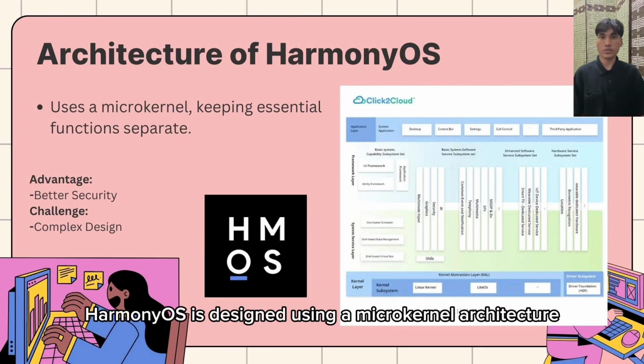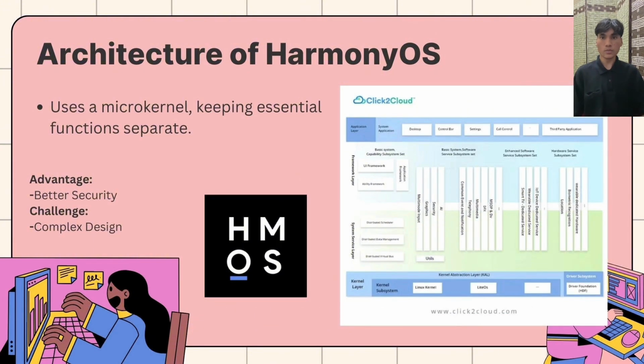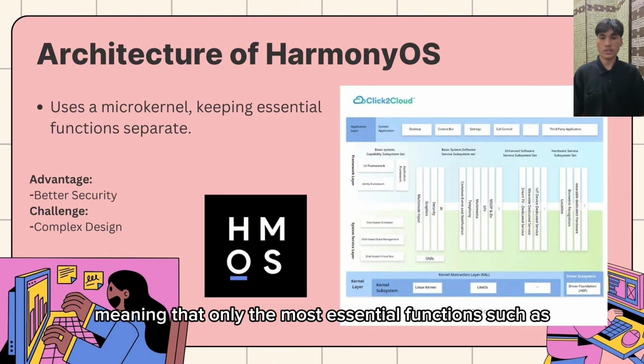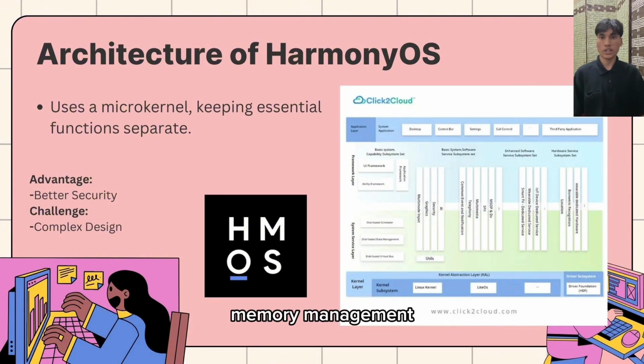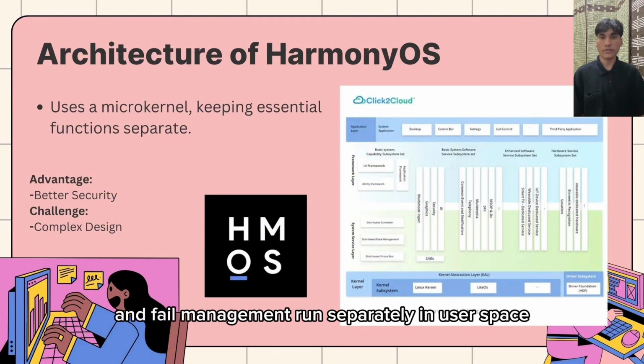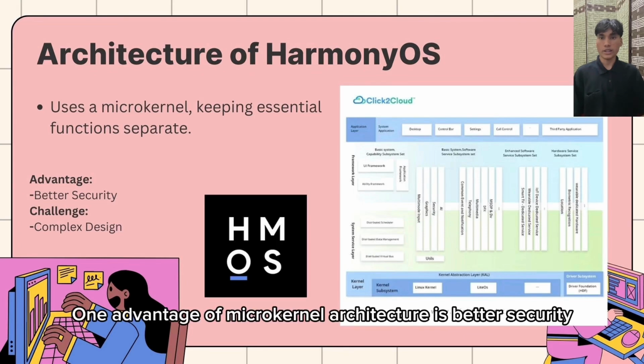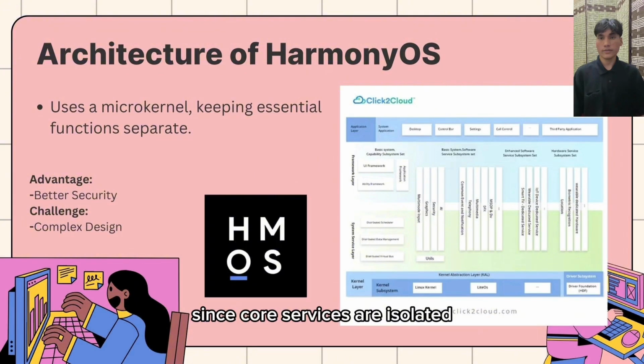HarmonyOS is designed using a microkernel architecture, meaning that only the most essential functions such as memory management and scheduling are kept inside the core kernel. Other system services like device managers and file management run separately in user space. One advantage of microkernel architecture is better security, since core services are isolated, so a failure or security breach in one part does not affect the entire system.